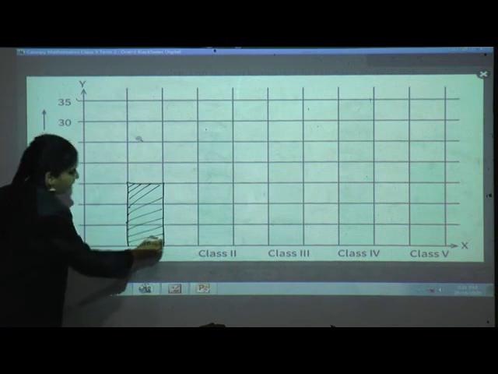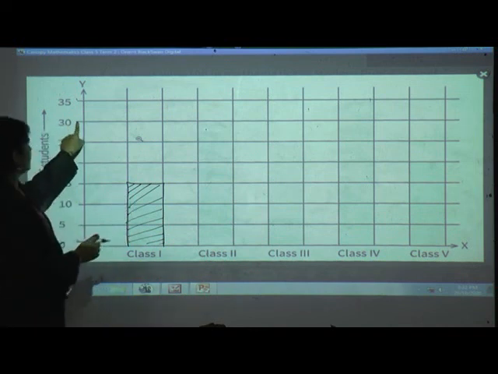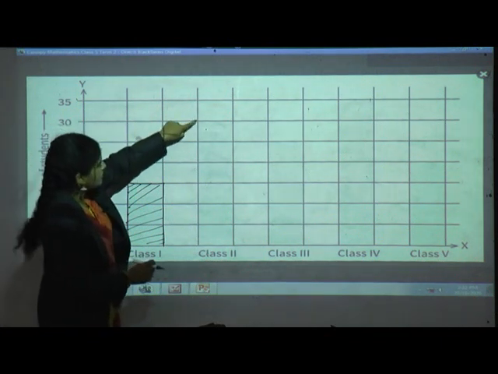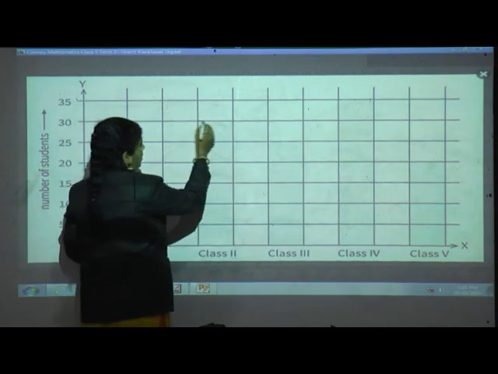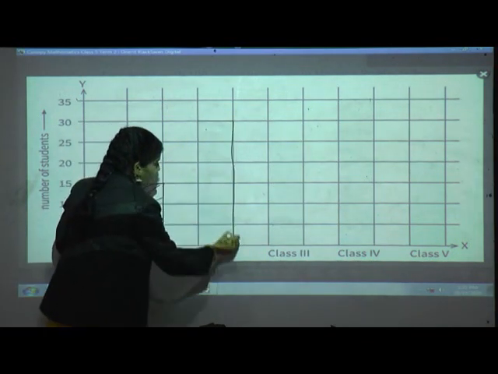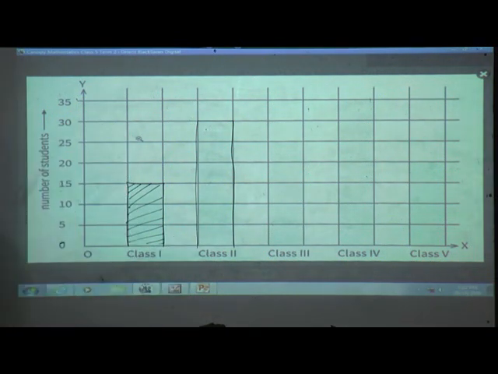Okay. Now, class 2. In class 2, 30 students got 100 marks. So, see where it is 30 here. And see where the class 2 is here. So here I can draw the bar on the graph. See. Same for class 3.